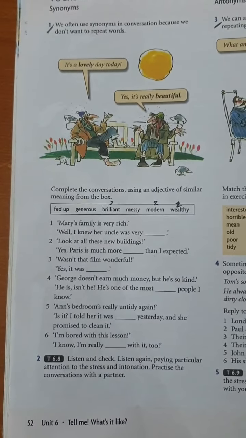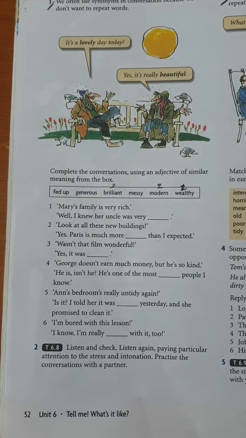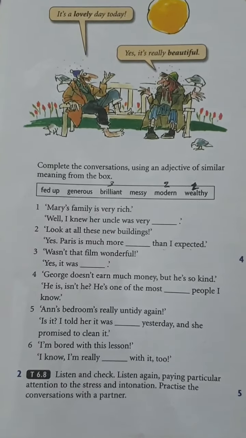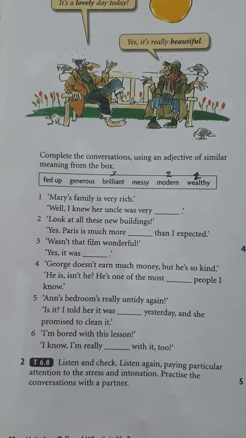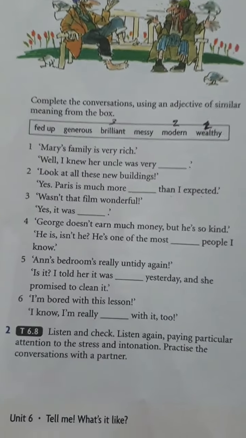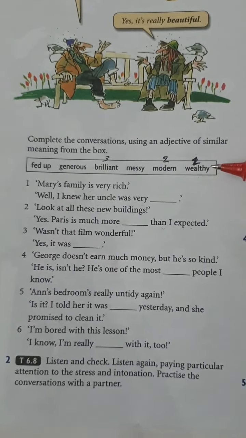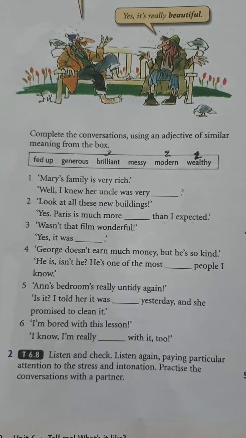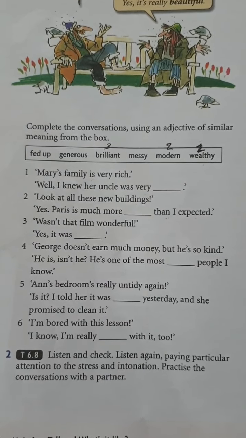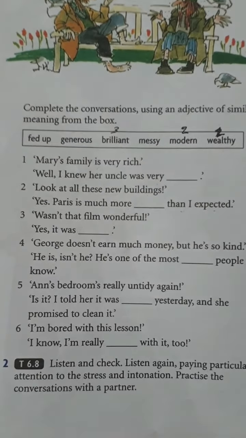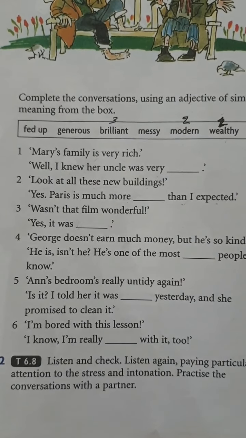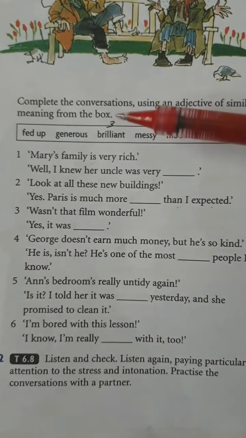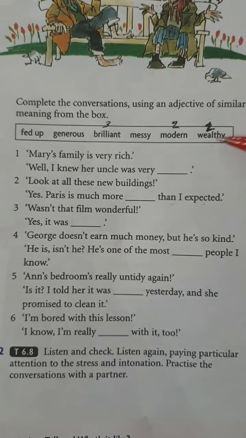52. We have synonyms and antonyms. هذه التمرينين عندنا مرادفات ومتناقضات. التمرين الأول complete a conversation using an adjective of similar meaning from the box. راح تستخدمون صفة من هذه الصفات مع المعنى المشابه إلها بهذه النقاط. الصفات هي fed up, generous, brilliant, messy, modern, wealthy. Number 1. Mari's family is very rich. Well, I knew her uncle was very. So, rich المرادف إلها wealthy.